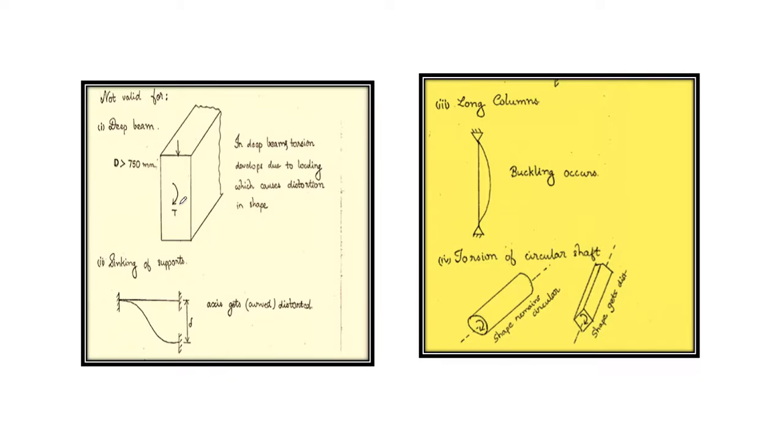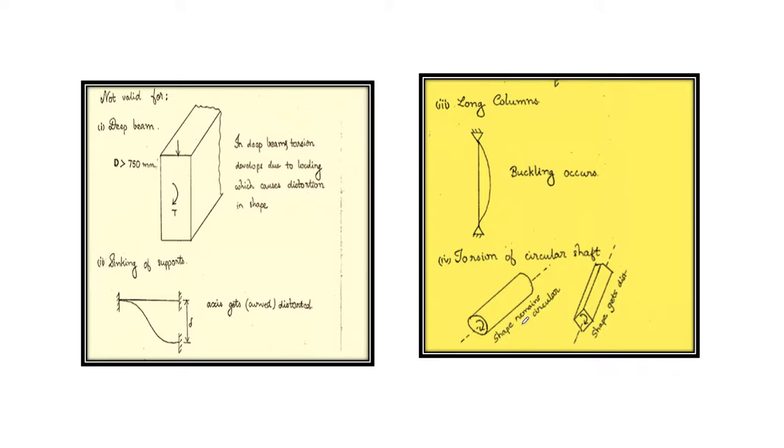Sinking of supports, which is nothing but axis get distorted. Long columns, which is nothing but fixed. Right, before I told this example, which is nothing but a fixed beam. We have ring buckling occurs, torsion of a circular shaft. This is the figure which shows that the shape gets distorted, shape remains circular.